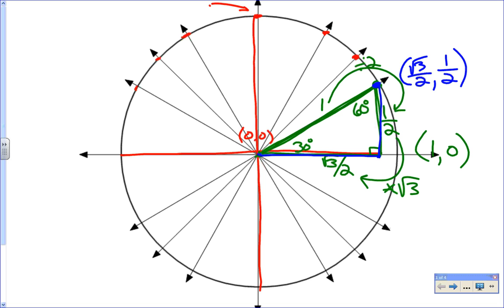Any questions how we did that one? So that's your 30, 60, 90. That's how we can go about it, correct? Well, what's our next division? That was 30 degrees. That's what it is. So now we're going to go.